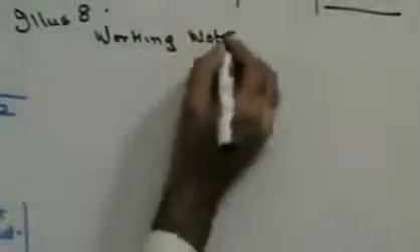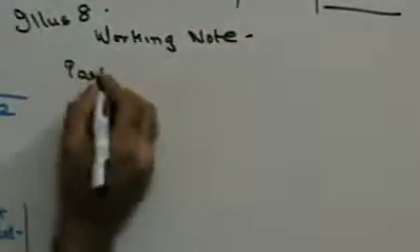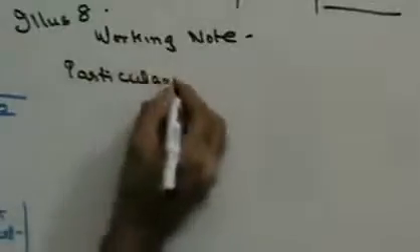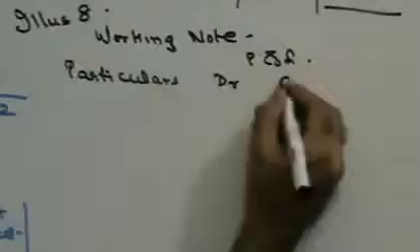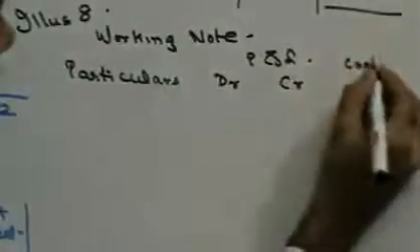Right? Let's see question number 8. Whether it is type 1, type 2, the method remains the same, only the data is given to you in a different manner. Okay? Let's see this. Let's make a working note first. Working note. Particulars. P&L. Debit. Credit. Costing.